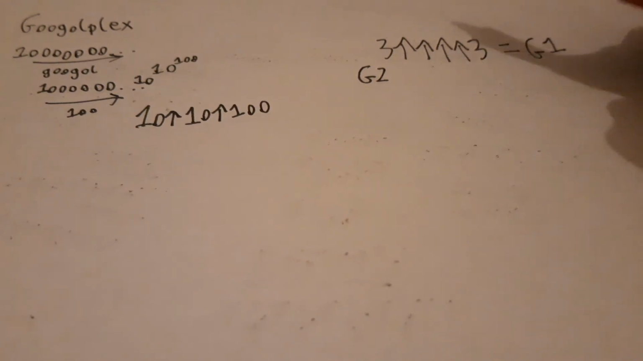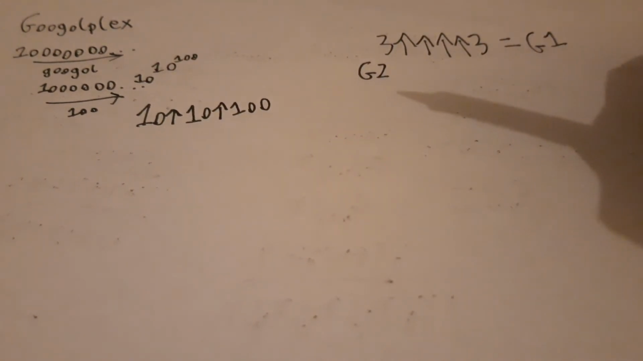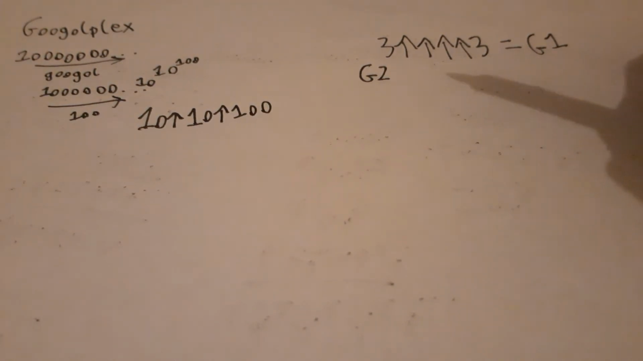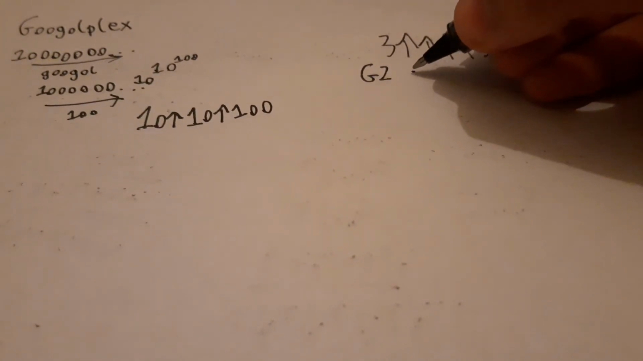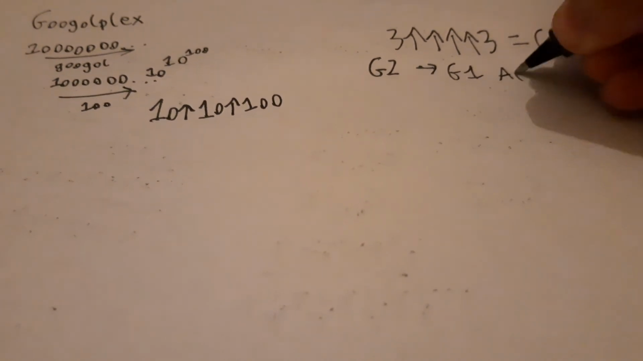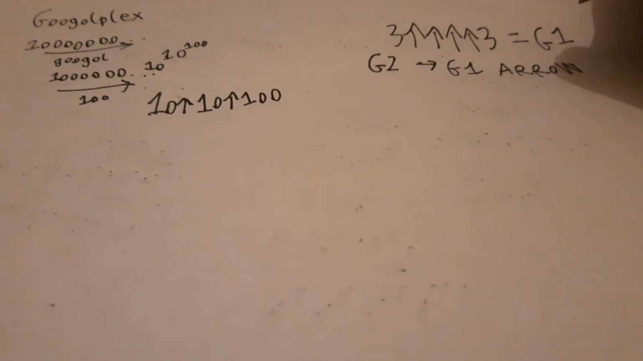Now, we've already seen how adding another arrow can make a huge, huge difference. Adding one more arrow can make the previous number look tiny. So, how many arrows does G2 have? It will have G1 arrows. Now, G1 is so big, it's impossible to explain.